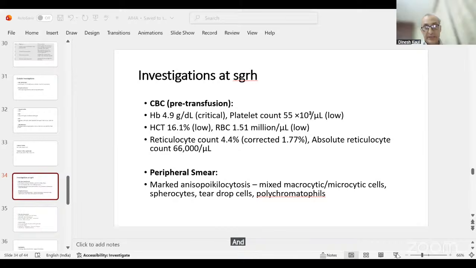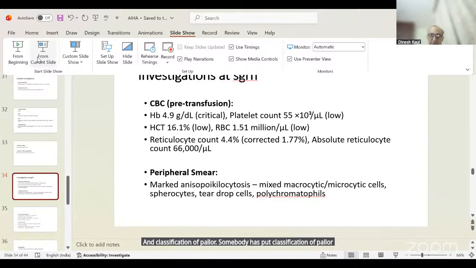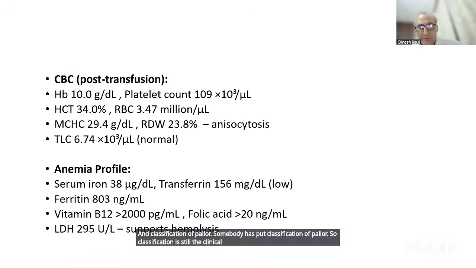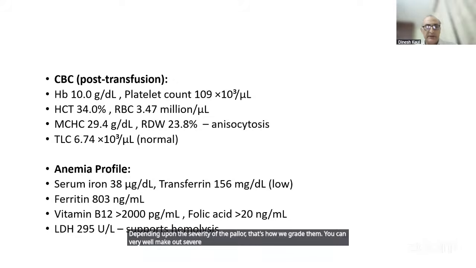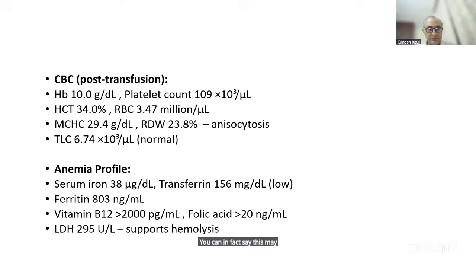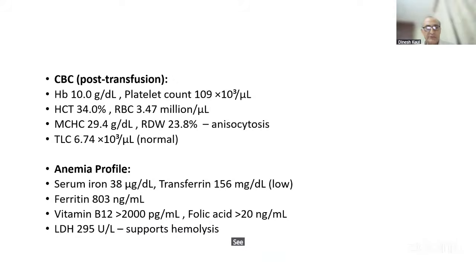And classification of pallor, somebody has put classification of pallor. So classification is still the clinical mild, moderate, and severe pallor, depending upon the severity. That's how we grade them. You can very well make out severe pallor with clinical expertise. Over the years, you see a lot of children with anemia, and you know who has. You can in fact say, no, this may be less than 6, or this may be around 10, by seeing the conjunctiva, the appearance of the tongue, and the general appearance of the skin.